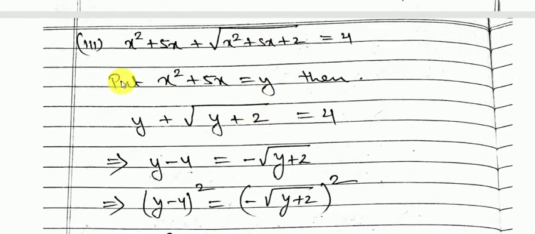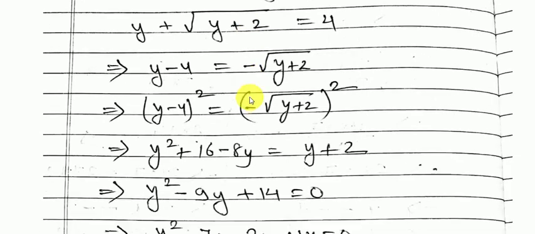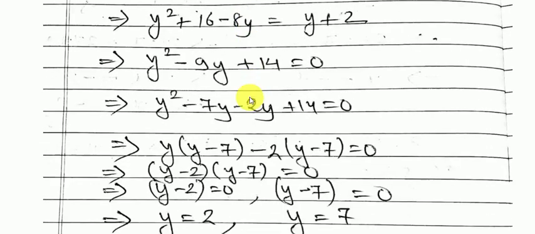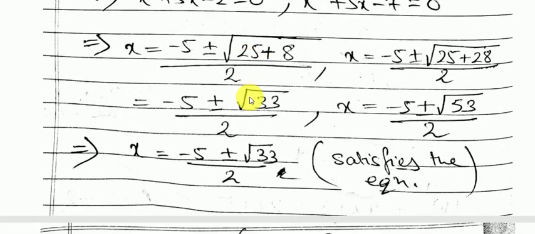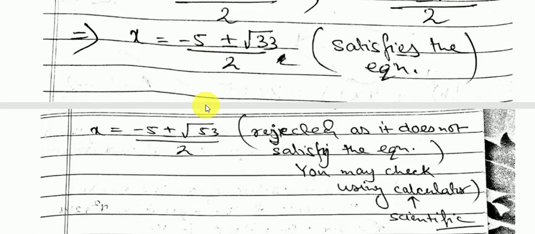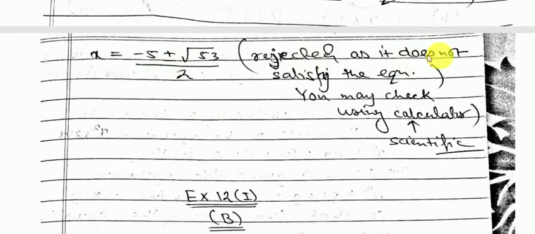Okay, number 3, here you can see that x square plus 5x plus square root x square plus 5x plus 2 is equal to 4. So here you can see that x square plus 5x, and here also x square plus 5x, same. So in place of x square plus 5x you put y, and then simplify it and calculate, and here we get two values of x, but out of those two, only one is satisfying. This is not satisfying, so this is rejected as it does not satisfy the equation.